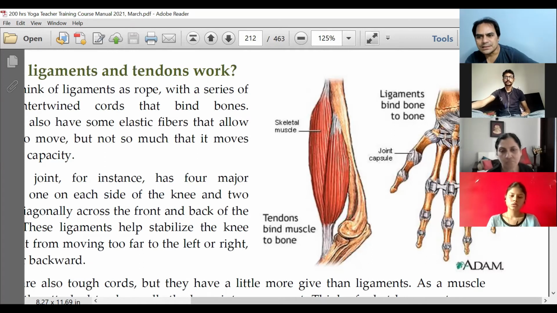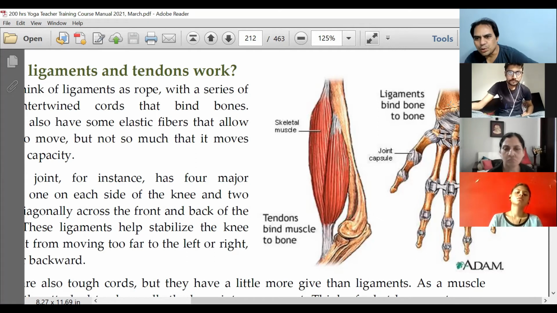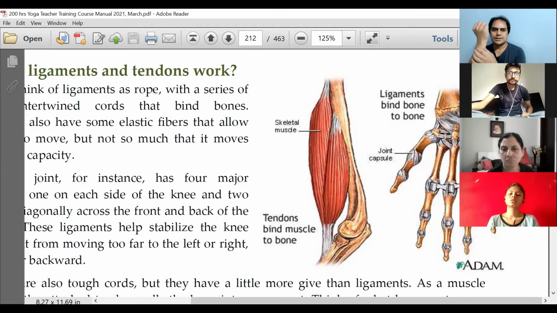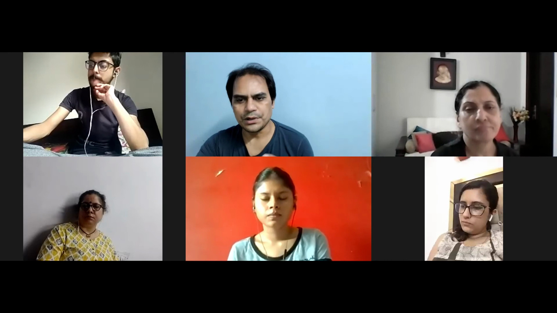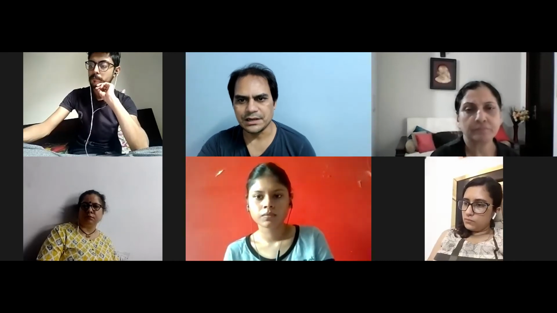Now ligament. See, ligaments bind bone to bone. So here this is the wrist and this is the hand. So this is the wrist joint. So these are the ligaments in between the wrist joints. Can you see this one? So that is how ligaments and tendons are located in our bodies. Clear? Now we come to the perspective of yoga.